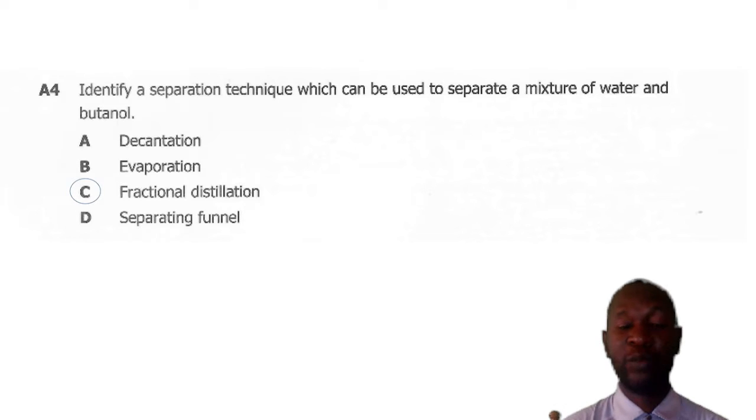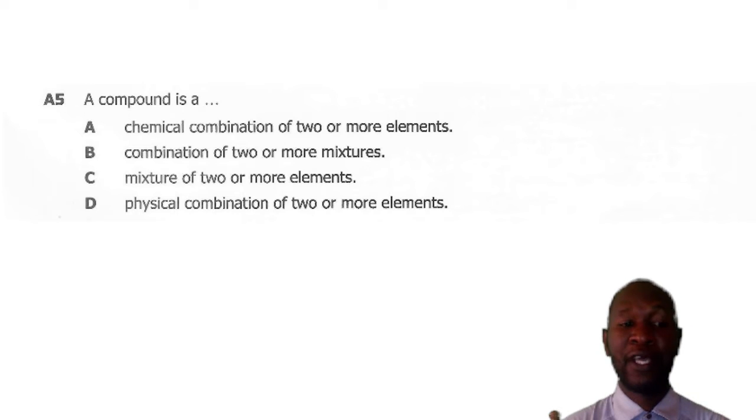So water and butanol can dissolve, so here we refer to this as miscible liquids. Miscible liquids can be separated by using fractional distillation due to their difference in boiling point. A5, a compound is a... The answer here is a chemical combination of two or more elements.